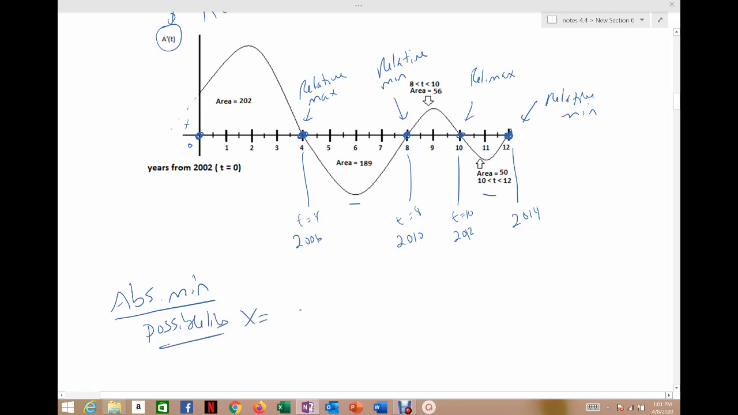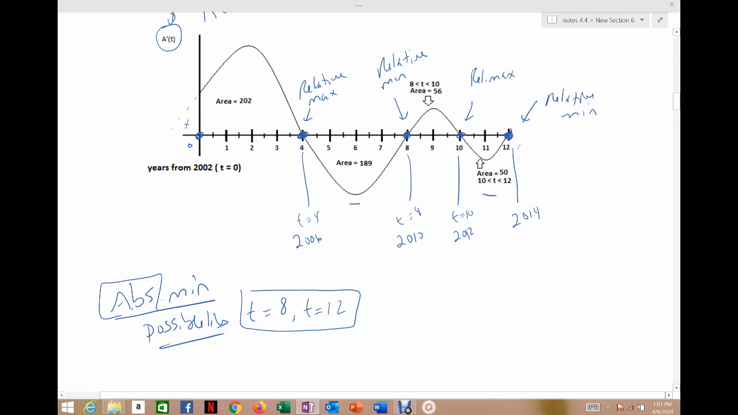And so absolute min, well, my possibilities are at my relative minimum 8 or my minimum at 12. Those are the two possibilities. So the critical value 8 or the endpoint critical value 12. They're both minimums. I just have to figure out which one's the most minimum, right? I'm looking for absolute.